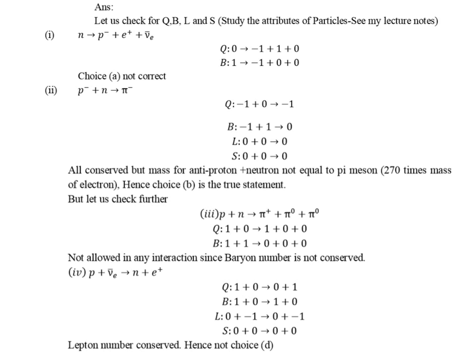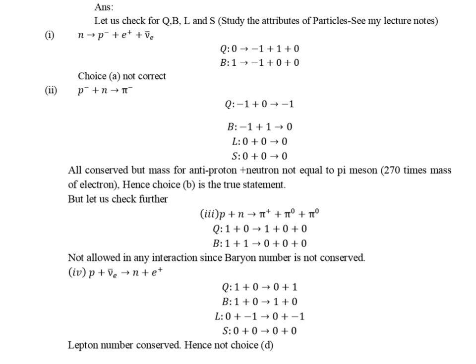But let us check further also to confirm that choice B is the answer. So let us take the third one, that is proton plus neutron gives pi plus plus pi 0 plus pi 0. Here we check for Q and B, and we see that baryon number is not conserved. Hence this interaction is not possible in any type of interaction, even if it is strong or weak, because baryon number should be conserved in any type of reaction.